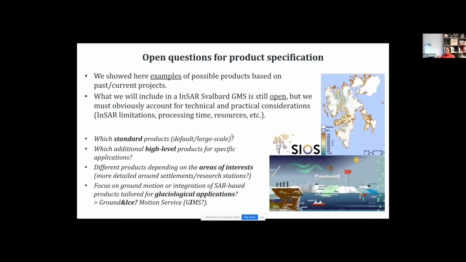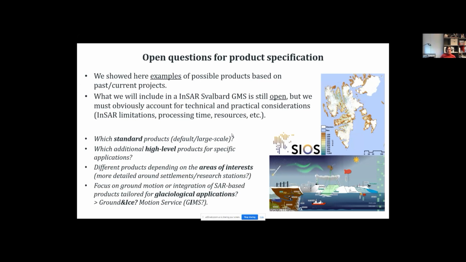Yes, so that was a bit an overview of what we have done until now. So it's important to remember that these are examples of possible products based on past and current projects. But what we will include in InSAR Svalbard GMS, Ground Motion Service, it is still open. And that's why we're also launching this project and wanted to have this webinar, because we want to have your feedback on what can be useful for you.